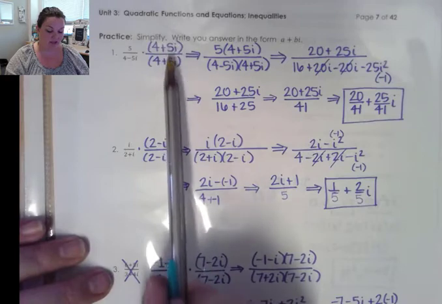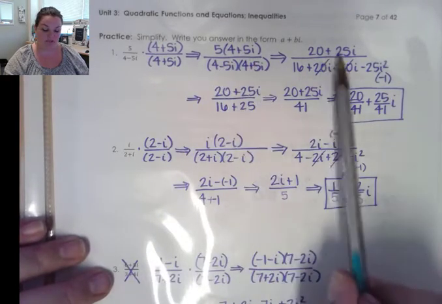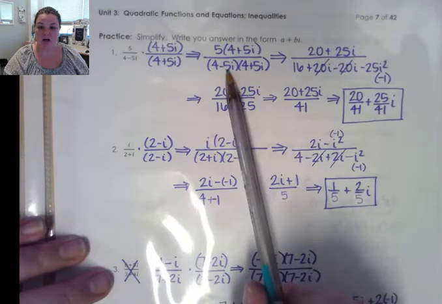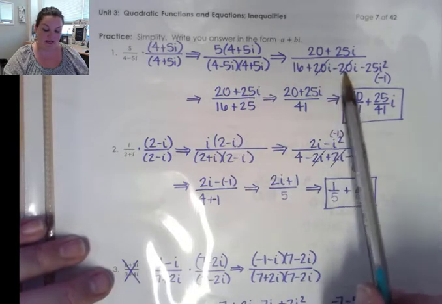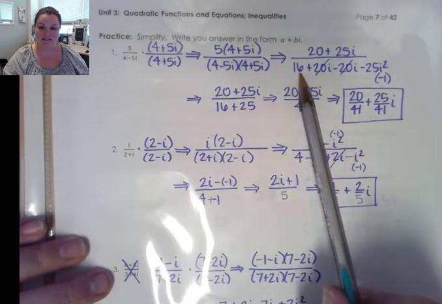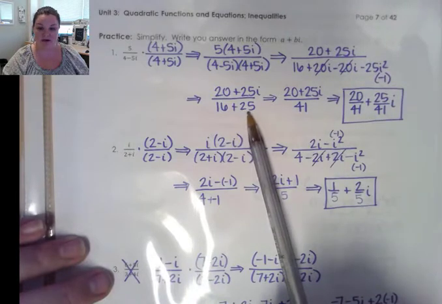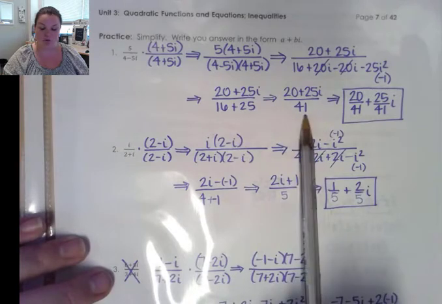We multiply it on top and bottom. So when we distribute out the top, we should end up with 20 plus 25i. On bottom, when we distribute a number and its conjugate, the middle term should cancel. So we should just have the 16 and then the negative 25 from the end, which times i squared changes its sign to a positive 25. So when I combine 16 and 25 on the bottom, that gives me 41.